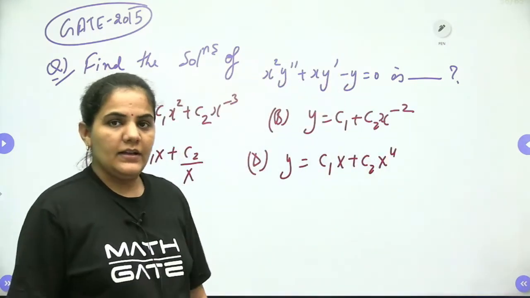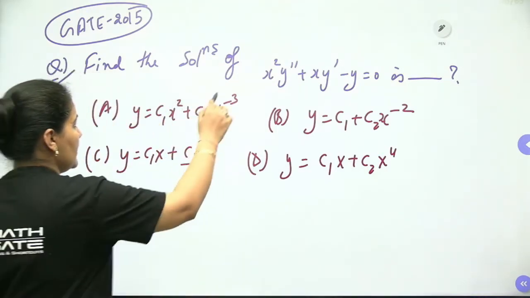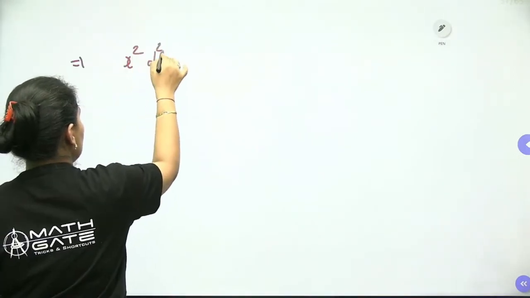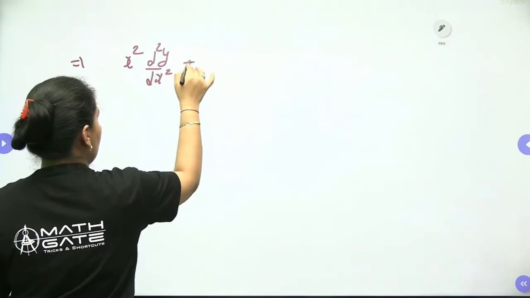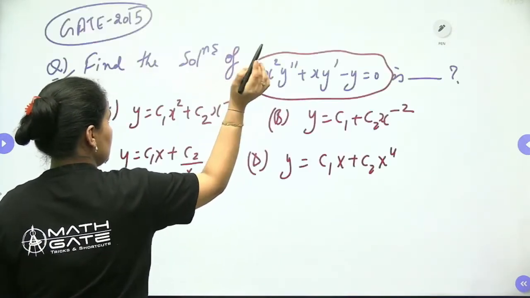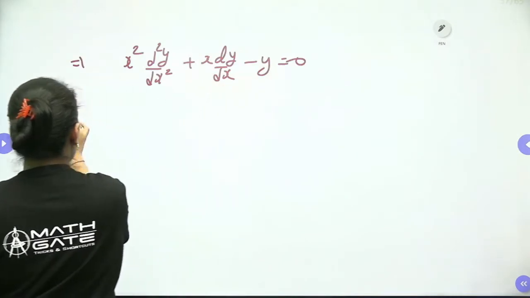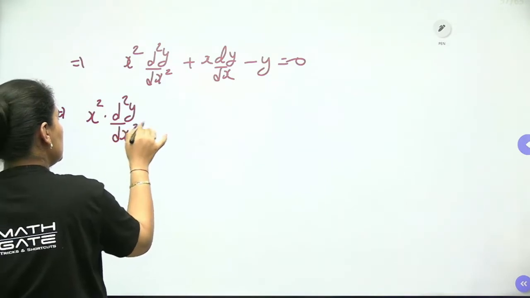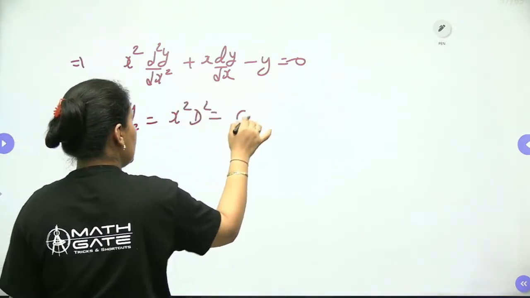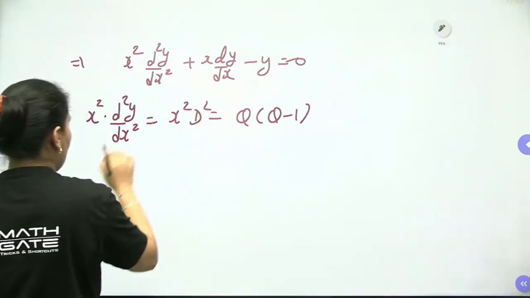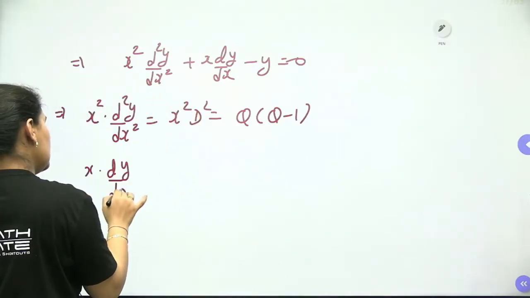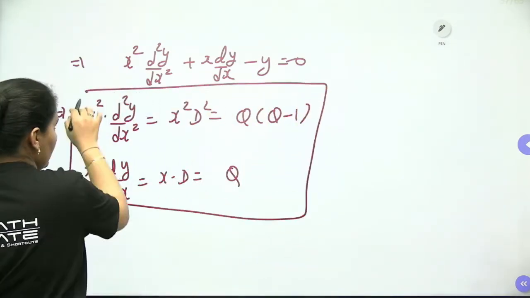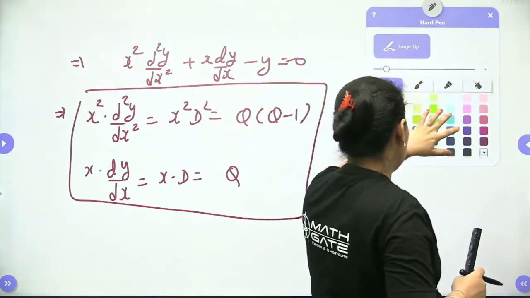Okay, let's approach the solution, guys. So we have a differential equation like this: x square d2y by dx2 plus x dy by dx minus y is equal to 0. We can substitute q into q minus 1 in place of x square d2y by dx2, and q in place of x dy by dx. Let's see what it becomes.